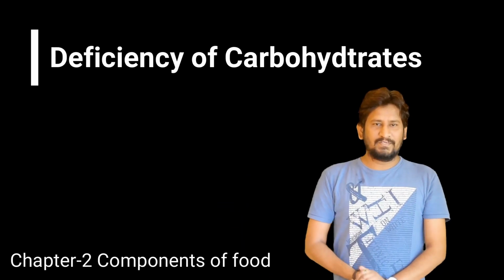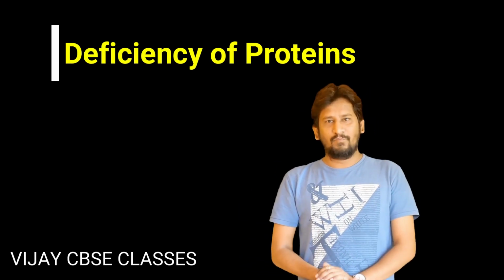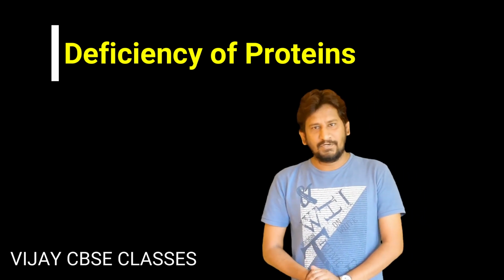Deficiency of carbohydrates. You already learned that carbohydrates are the main source of energy. Deficiency of carbohydrates in the diet leads to body weakness, lack of energy, and loss of stamina. Deficiency of proteins leads to stunted growth, discoloration of hair, diarrhea, swelling of face, skin problems, swollen abdomen. It also leads to diseases called kwashiorkor and marasmus.